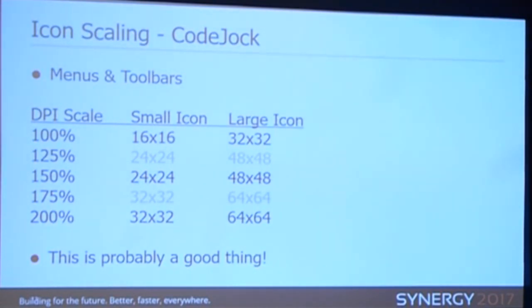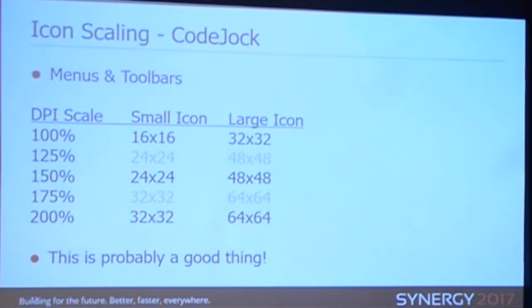The CodeJock controls actually are applying a different size. It's kind of overriding what Windows is returning, and they actually show the icons at 24 by 24 pixels, which is what it would be at 150%. At 150%, they are still applying 24 by 24. And then at 175%, it goes straight up to 32 by 32 instead of 28 by 28. So it turns out they're going up in bigger steps, and there are fewer of those steps.